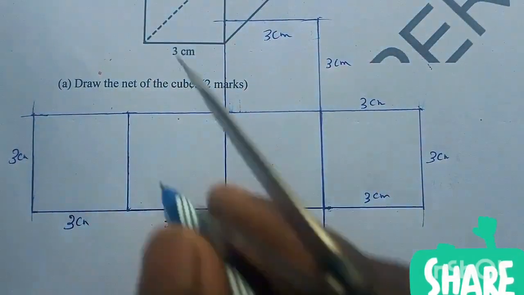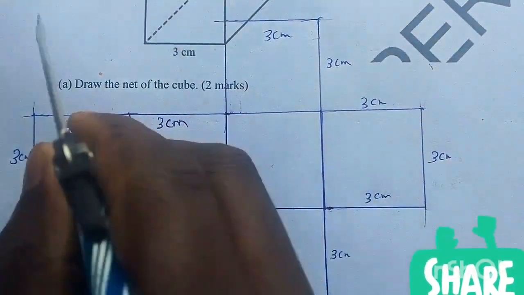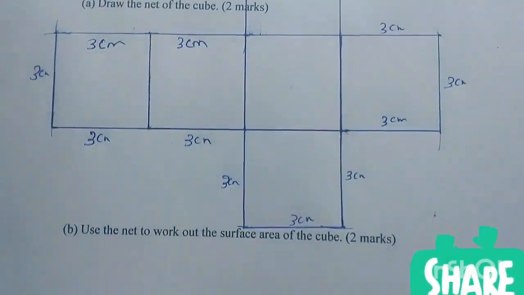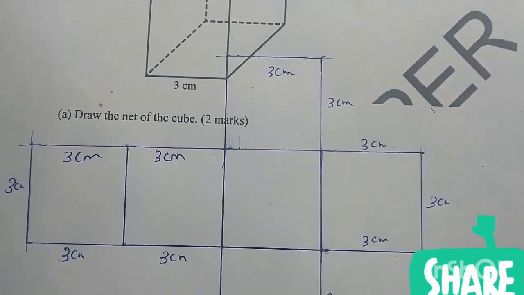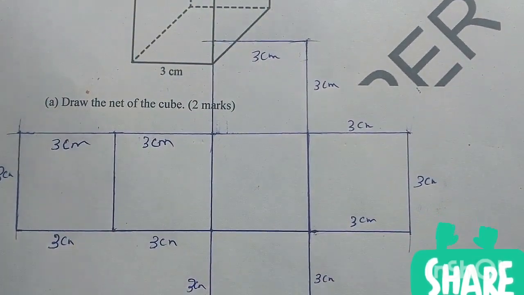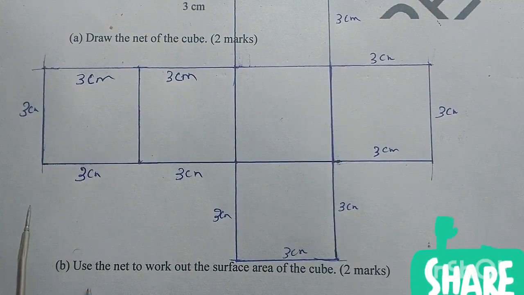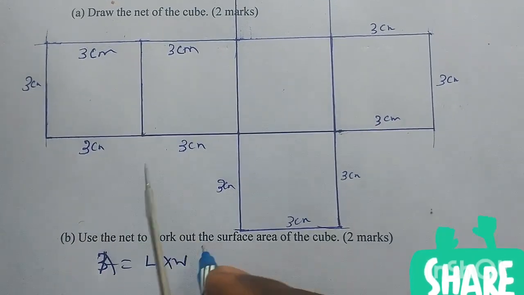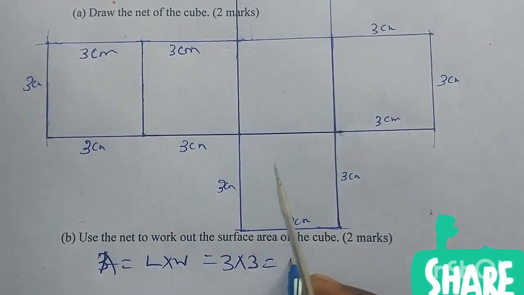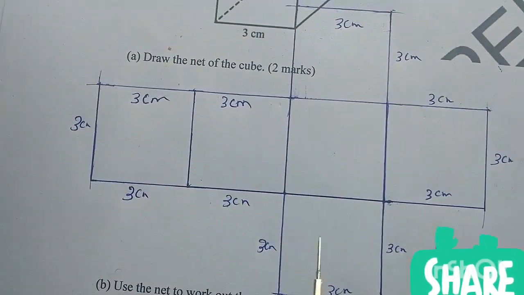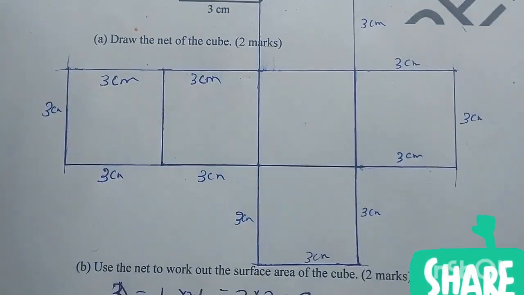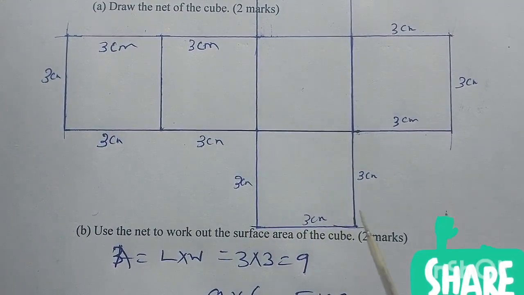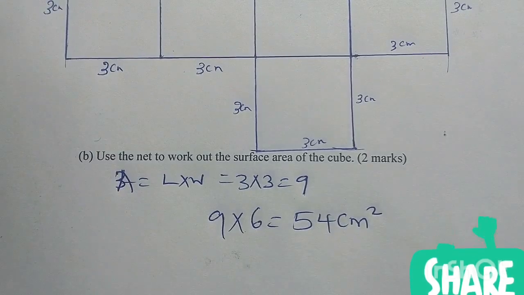So we are going to use this net to calculate the surface area of the net. So 1 cube is 3 times 3. So area is equal to length times length. 3 times 3, which is equal to 9. But there are how many? 1, 2, 3, 4, 5, 6. There are 6 of them. So it is 9 times 6. So the area is 54 centimeters square.